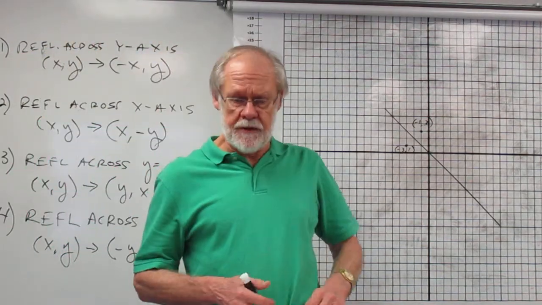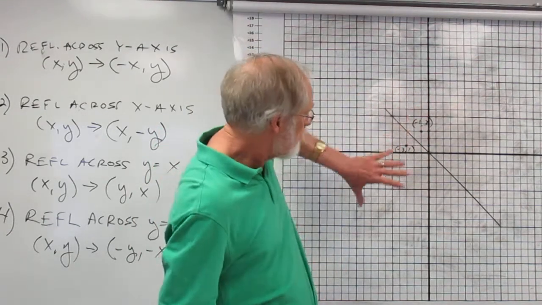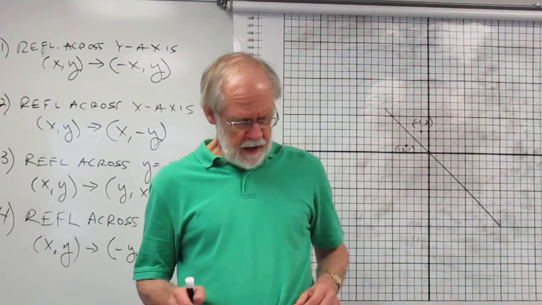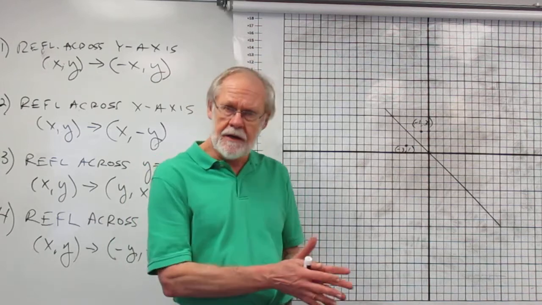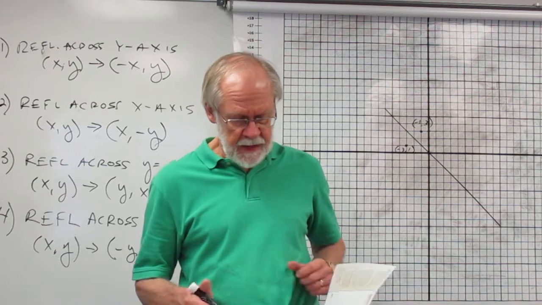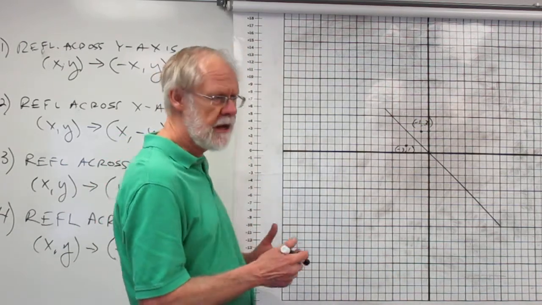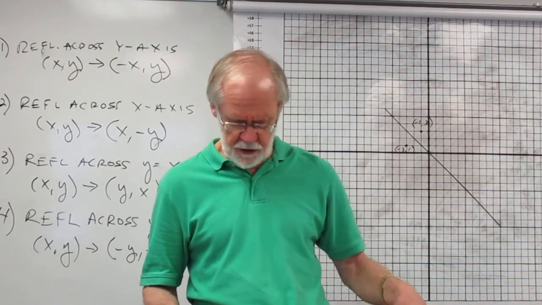Now, those are the 4 that we're going to be using quite a bit as we do some reflections, rotations, and translations. And we're going to develop some additional rules for rotations: 90 degrees clockwise, 90 degrees counterclockwise, etc. And then we're going to put these together. On the graph, we're going to put together a slide, a flip, and a turn.